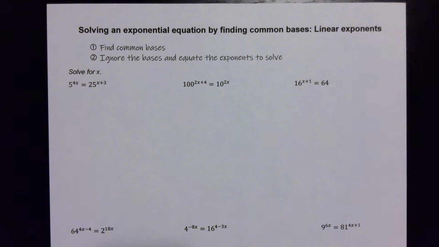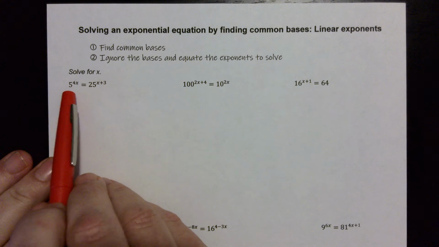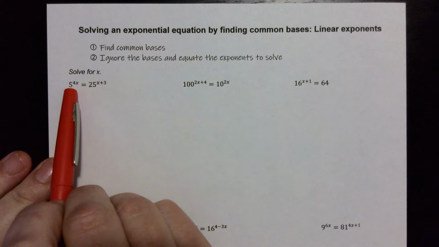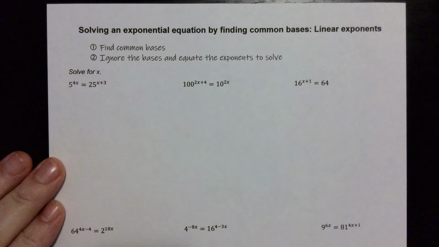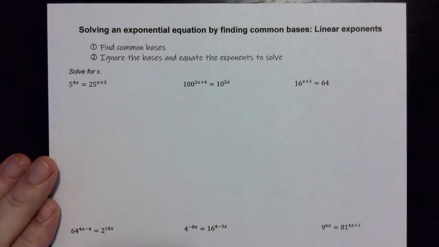In this video, we're going to be talking about solving an exponential equation by finding common bases with linear exponents. By common bases, we're looking at, say, this first problem. The base of this one on the left is a 5, and the base of this one is a 25. So we want to try to make those the same.